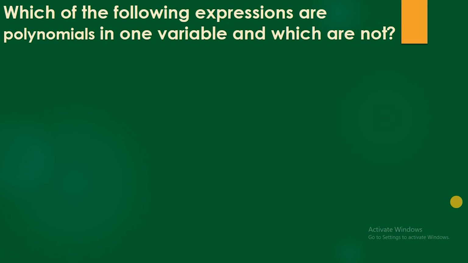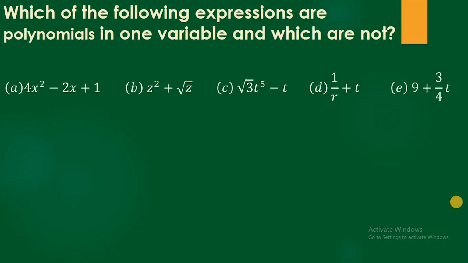Now, we'll do some exercise. Which of the following expressions are polynomial in one variable and which are not? Here I've given five examples, 1, 2, 3, 4, 5. We'll discuss whether they are polynomial in one variable or not. First we have to look whether these are polynomials or not, and then we have to discuss whether they are polynomials in one variable or not. Here we have to look for two different cases. First, polynomial, and the second one is whether they are polynomial in one variable or not.